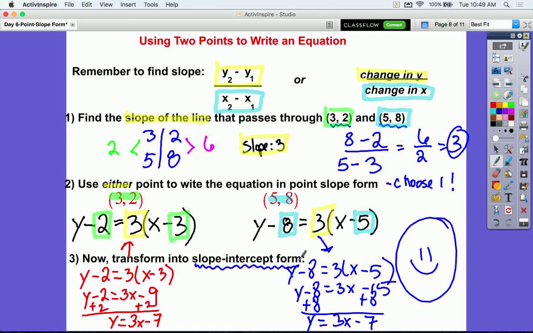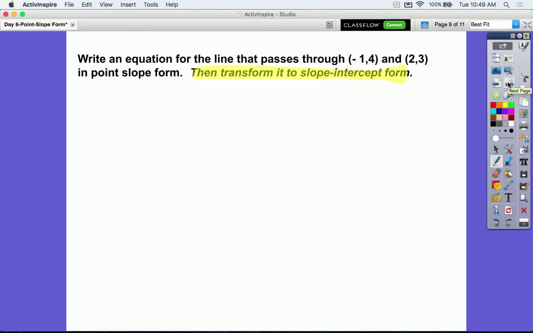Okay, so let's go through and do one more of these to make sure that we're really truly understanding. So same deal, you're going to be asked to do the same thing. We're going to write an equation for the line in point slope form. So there's point slope form. For the line that passes through, here are your 2 points, negative 1, 4, and 2, 3. So the first thing that we need to do is find the slope.